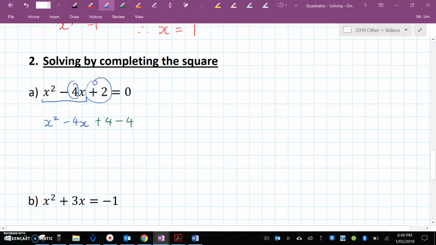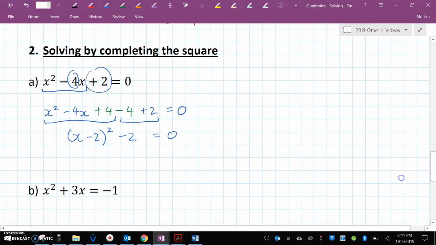Then we need to write this plus 2 is equal to 0. And we notice here that that is a perfect square. So we're going to factorize that as x minus 2 squared. The minus 4 plus 2 is minus 2. And what we notice here is that we have a difference of 2 squares.